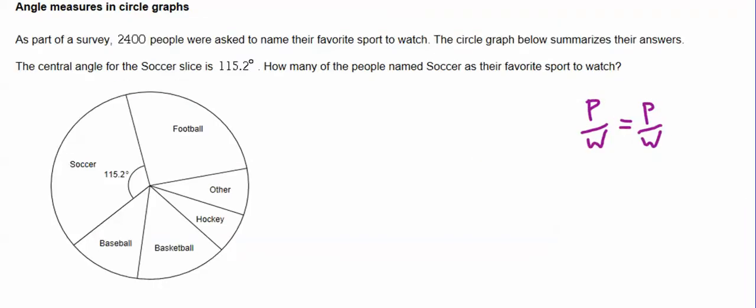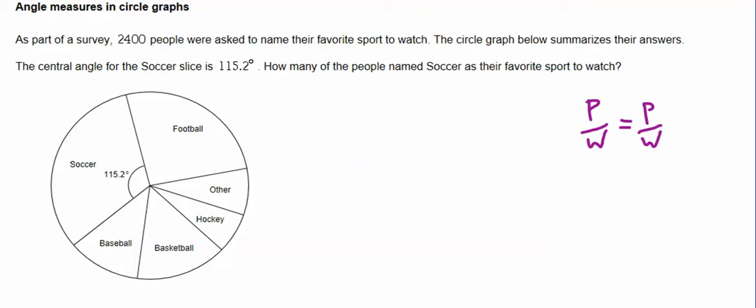Looking at a second problem, again, you see our circle graph, and we're going to use part to whole equals part to whole in our proportion. As part of a survey, 2,400 people were asked to name their favorite sport to watch. The circle graph below summarizes their answers. The central angle for the soccer slice is 115 2/10 degrees. How many of the people named soccer as their favorite sport to watch?